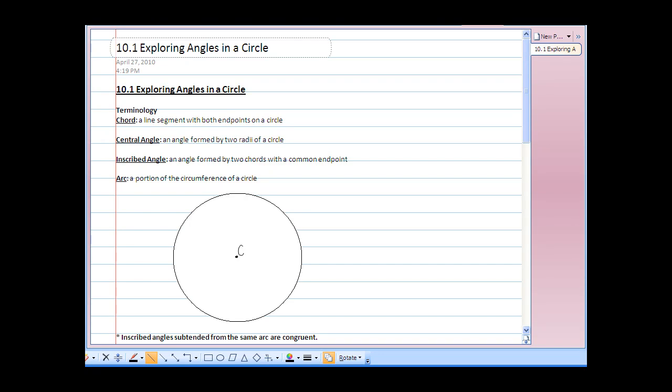Welcome to your new unit, Circle Geometry. Today we're looking at Chapter 10, Topic 1, Exploring Angles in a Circle. So let's just start by familiarizing ourselves with some of the terminology that we'll be using.